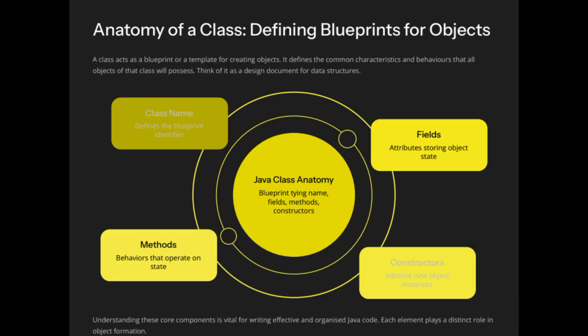Think of a class as a blueprint. Just like a blueprint defines a building's design, a class defines how objects will look and behave. The key components of a class are fields, variables that store the state; methods, actions or behaviors; constructors, special methods for initializing objects; and class name, which identifies the blueprint.